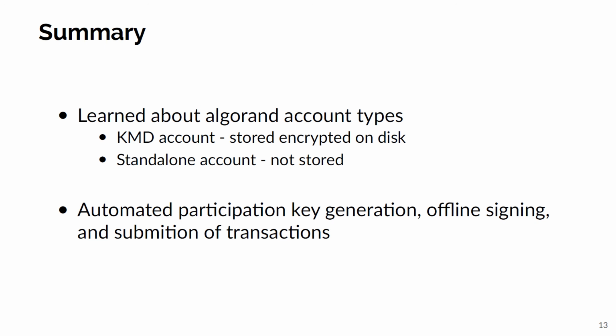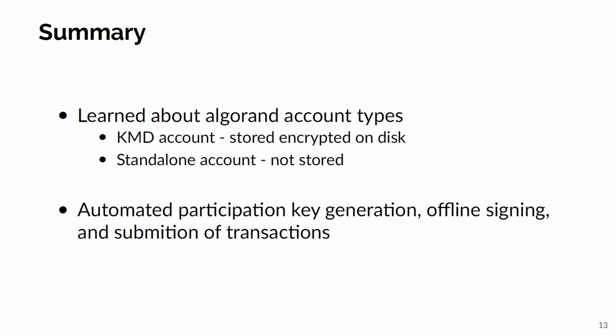So to summarize, today we have learned about various types of account data types in the Algorand network. So we have the KMD account, or sometimes called wallet account, which is stored encrypted on the disk. But of course, during the signing, you have to decrypt and use the private key for the signing, which is not optimal. And therefore, there also exists this so-called standalone account, which is not being stored and is only used, as we have seen, in a programmatic format in the SDKs or some other places, basically for development. And we used it in our scenario for the offline signing.